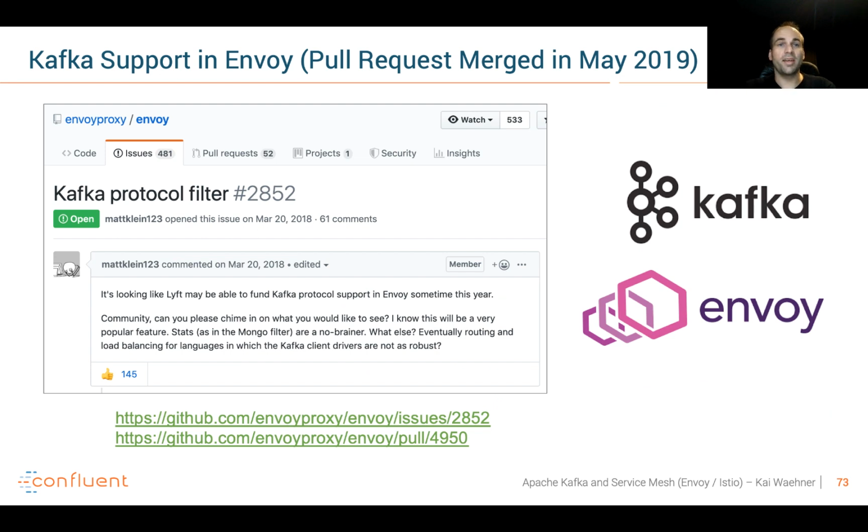On the other side, and that's great news, there is actually Kafka support in Envoy already. The pull request was finally merged in May 2019, and so today Kafka is supported by Envoy on level 7, like MongoDB and some others, so you can do much more fancy stuff than just doing the TCP filtering. Now you can do Kafka-specific logic for filtering or for security or for other rules.